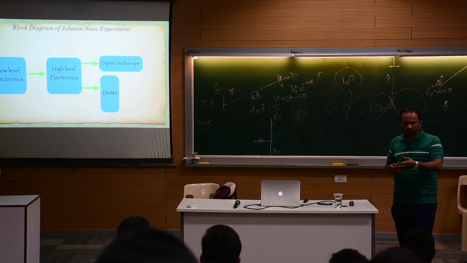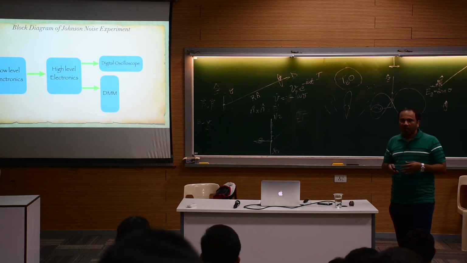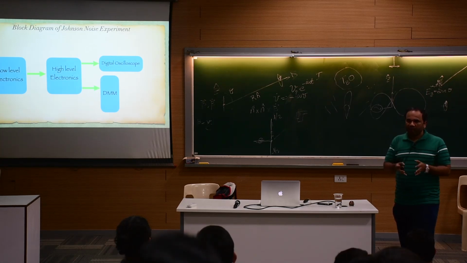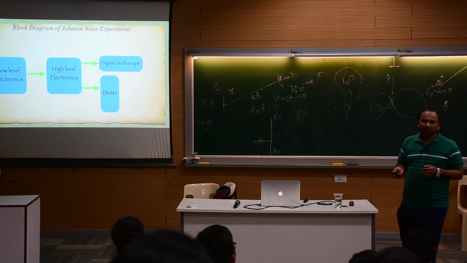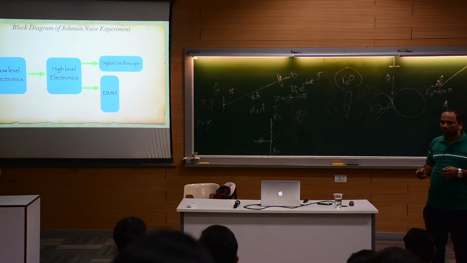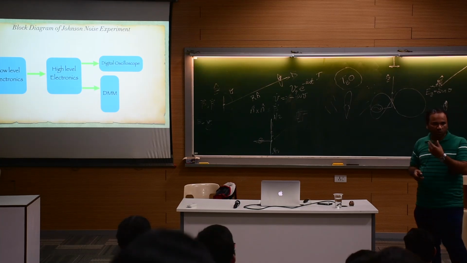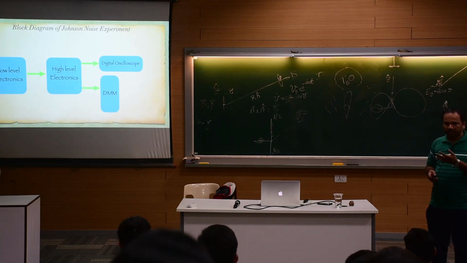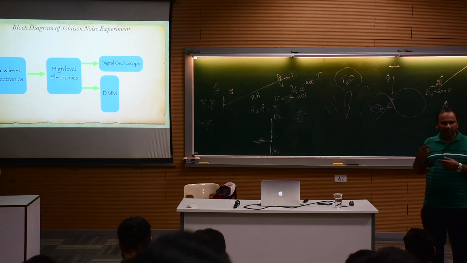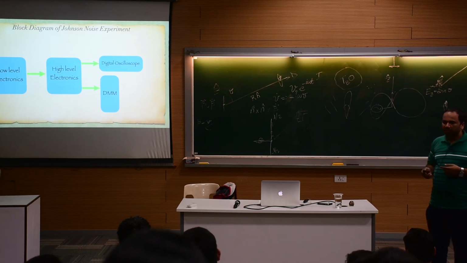After that, the output of the low level electronics is connected to the high level electronics, where we have different control of bandwidth. We can select different bandwidths, and we can again change the gain of the whole system. Then we have an oscilloscope to observe how the noise is present and how randomly it is moving, and we can check whether it's saturating or not. And using a DMM, digital multimeter, we can measure the output.